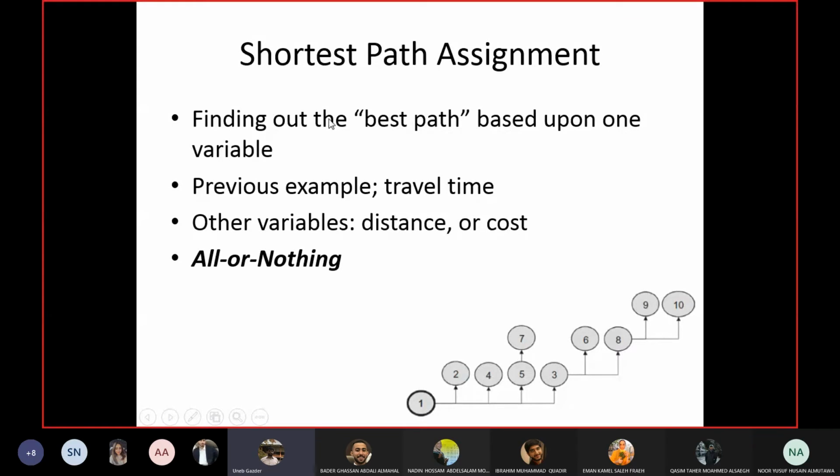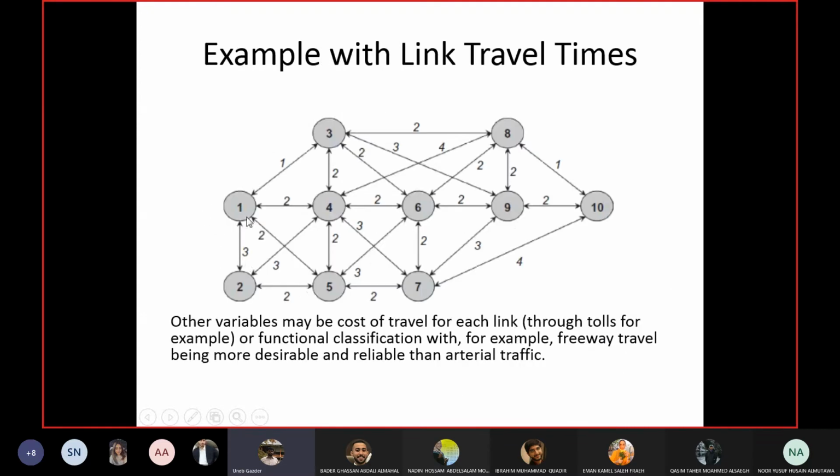It can also work. In shortest path assignment, you assign all trips or nothing. For example, I have 500 trips going from zone 1 to zone 4. Either all these 500 trips will go on this link or some other link. I cannot distribute them. In the shortest path method, whatever link you select between the two zones, all trips between those two zones will be assigned to that link.